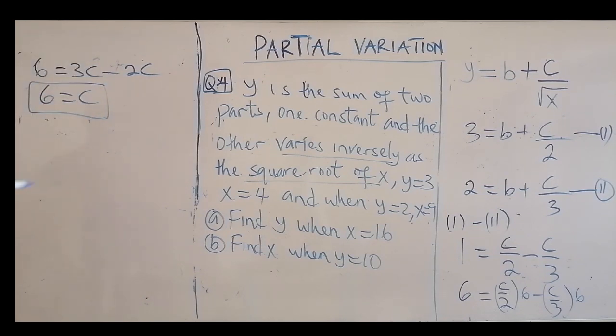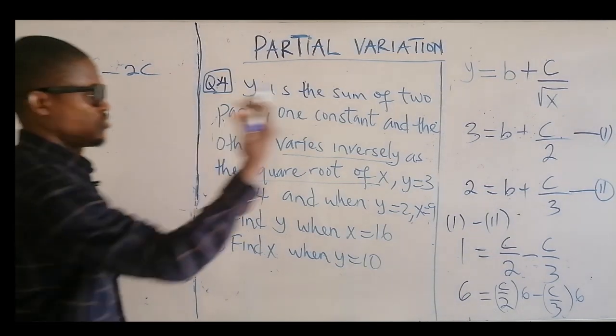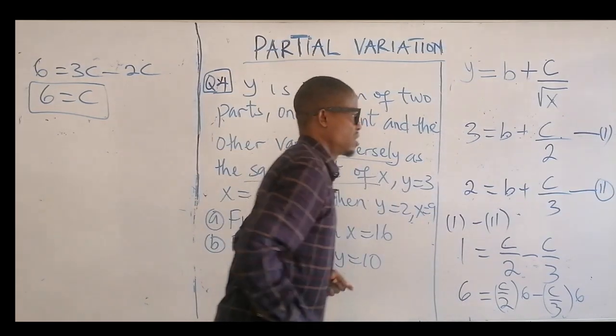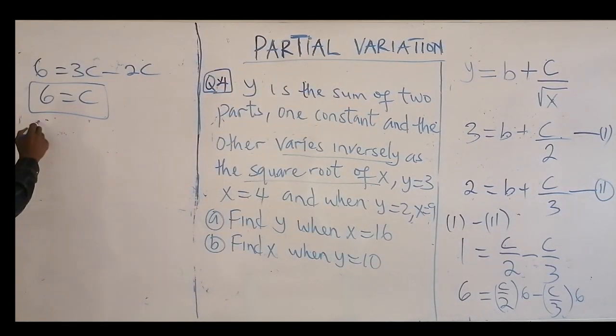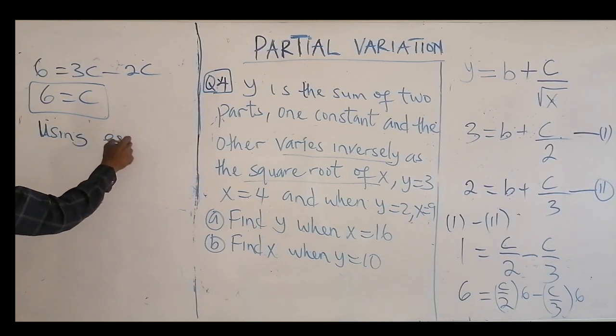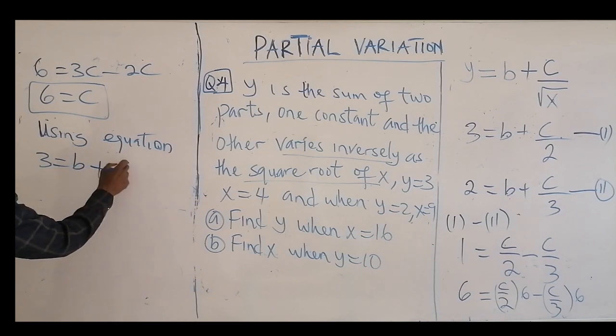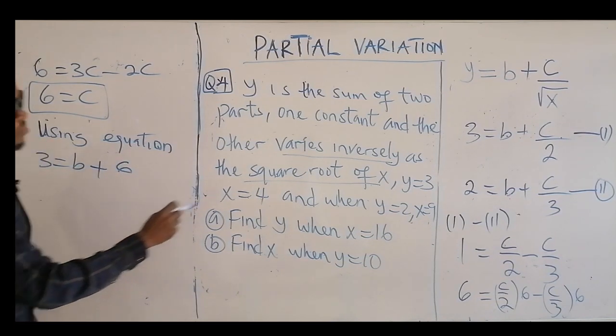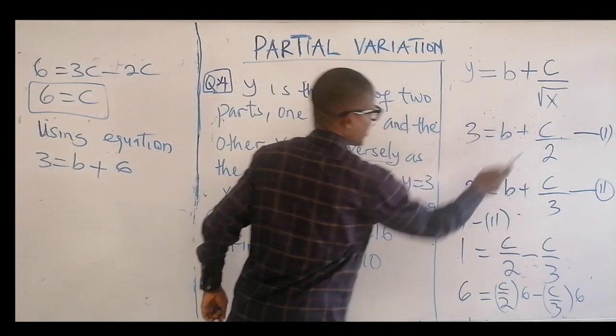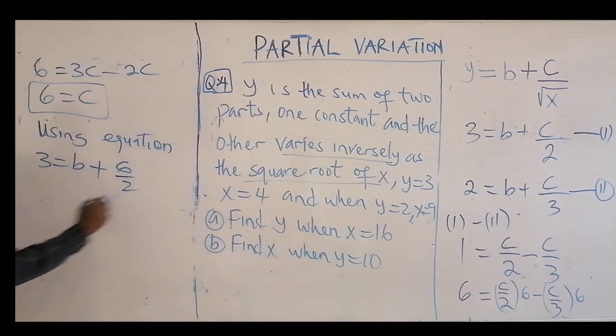Once you get one of the constants, go to equation 1 or 2 and begin to make your substitutions. You can use 1 if you like, you can use 2 if you like. So let's use equation 1. Using equation 1, we have 3 equal to b plus c over 2, where c is 6, so 6 over 2. So I have 3 equal to b plus 3. In this case, b is equal to 0.